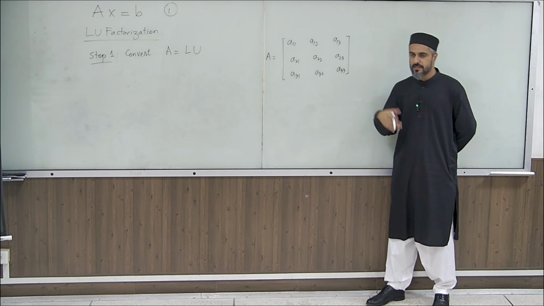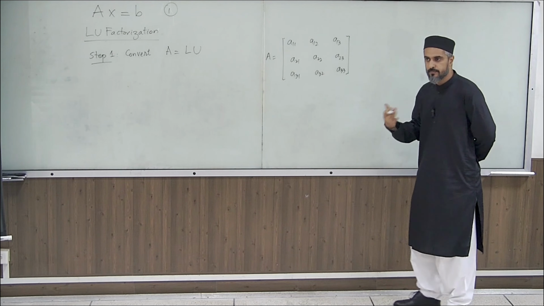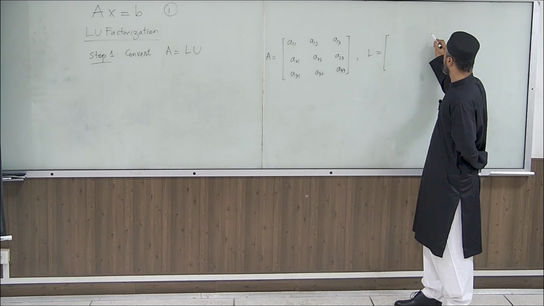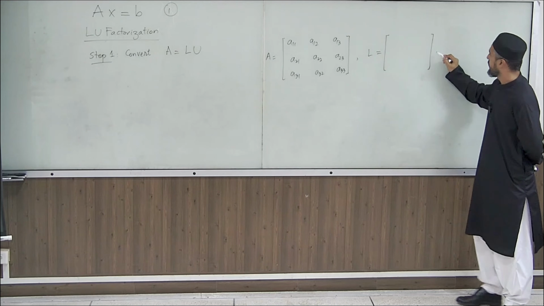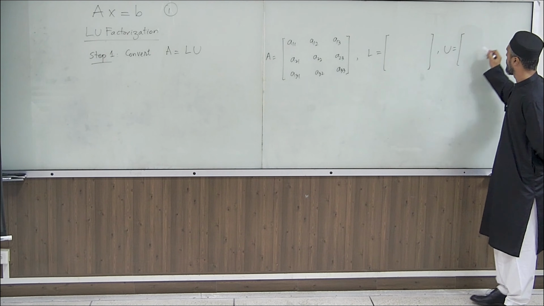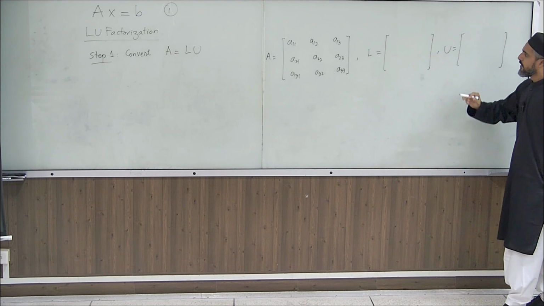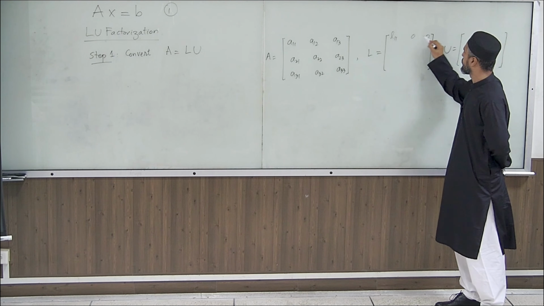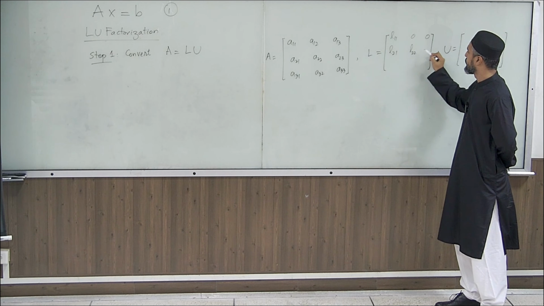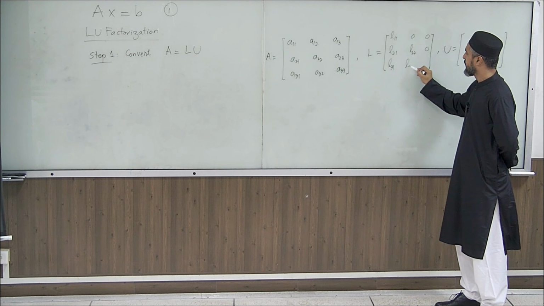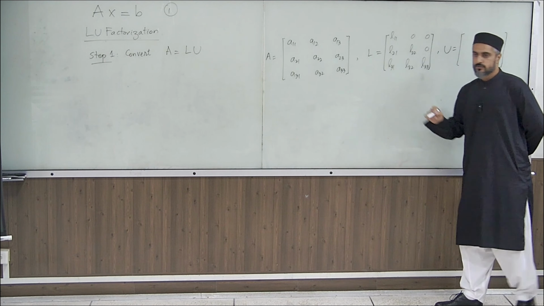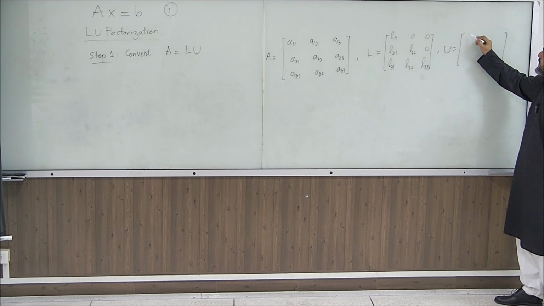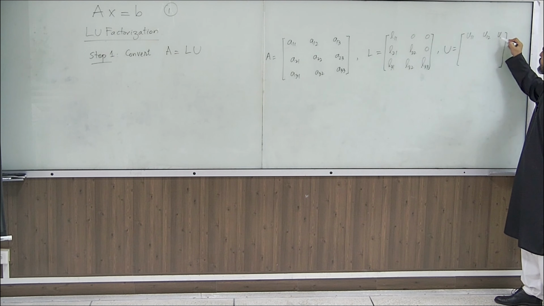Once we complete step number one, the lower triangular matrix and the upper triangular matrix will be, let me write, L11 0 0, L21 L22 0, L31 L32 and L33. So this will be in such a shape, the lower triangular matrix, and the upper triangular matrix will be U11, U12, and U13.